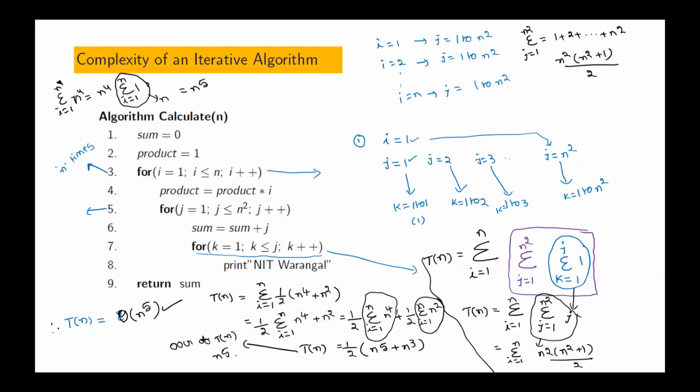Like this, we can have many nested for loops, no? Even 4 or 5, it doesn't matter. You can practice more examples.